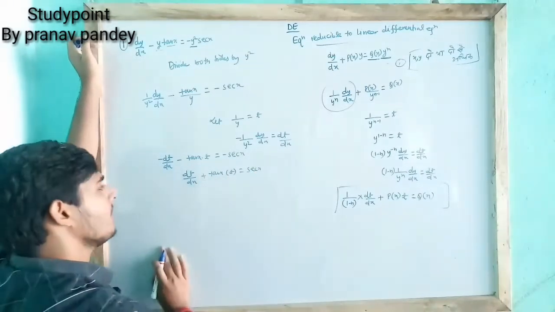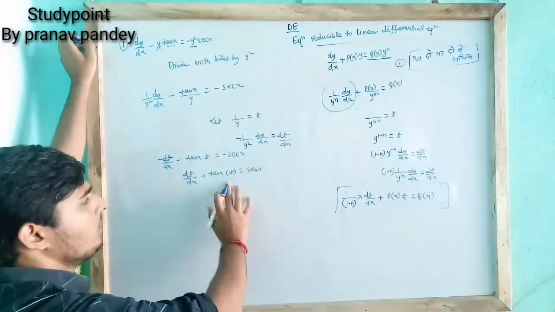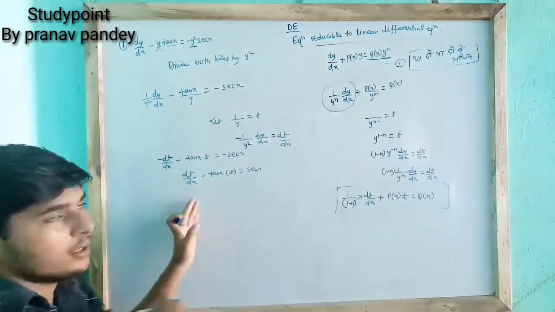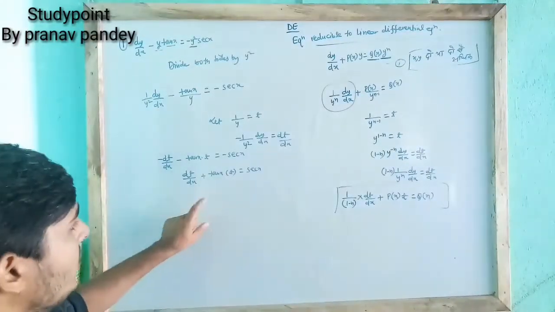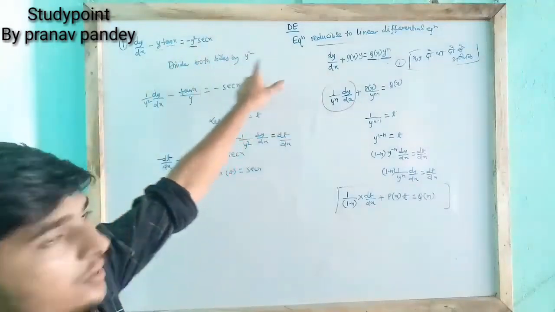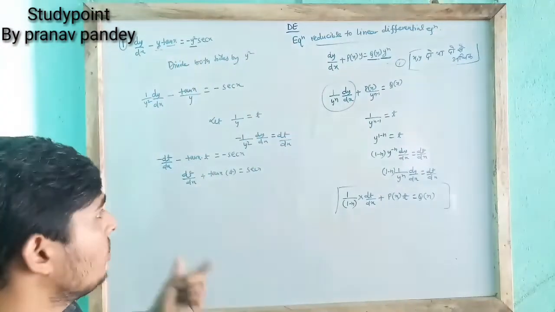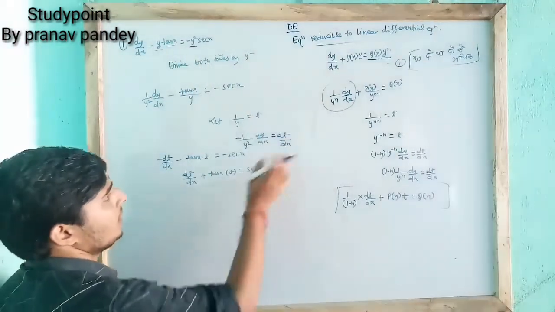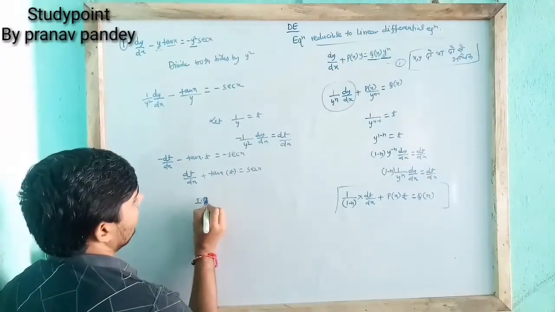Sorry, it is plus here. So dt by dx plus tan x into t is equal to sec x. Now this is a reduced form, which is reduced into a linear differential equation. Now we will use the same formula. We will take out the integrating factor.